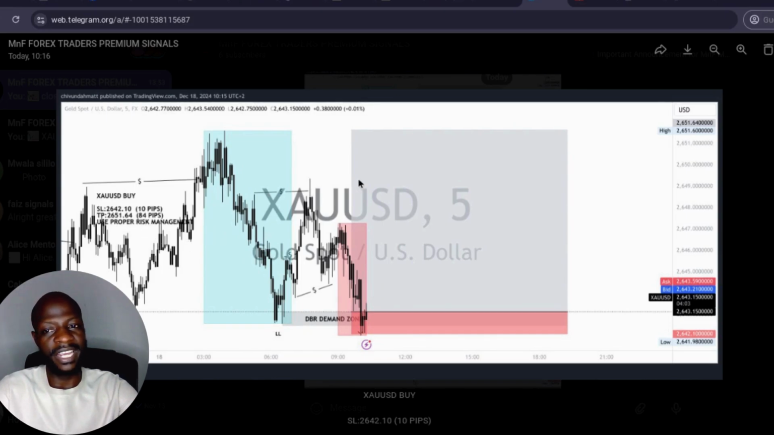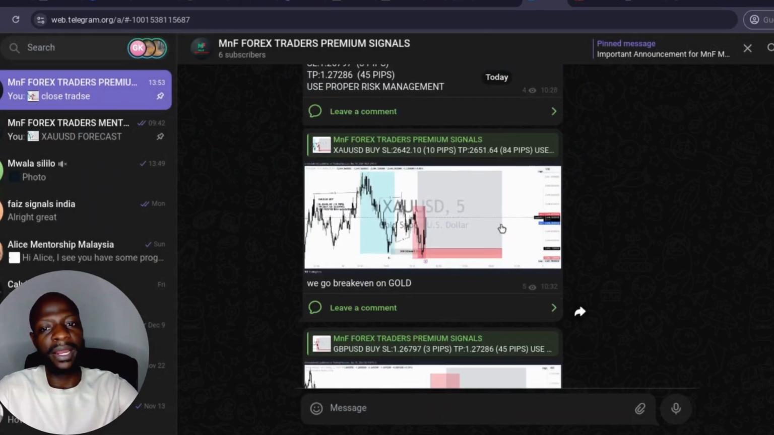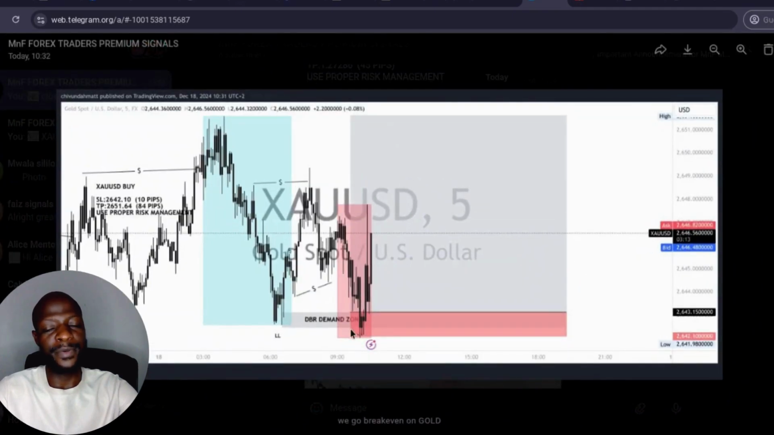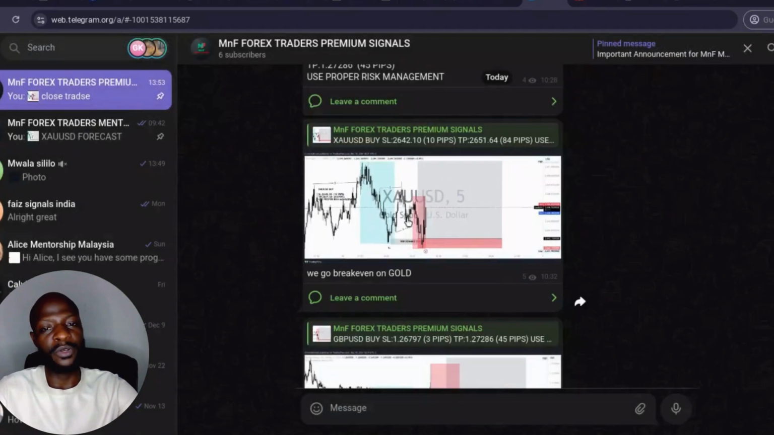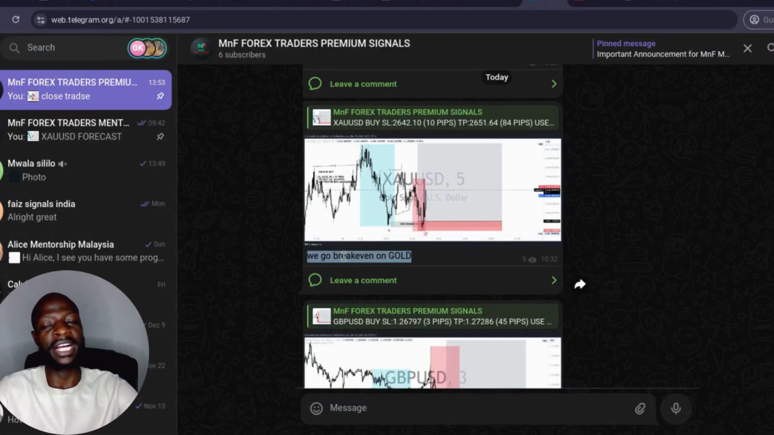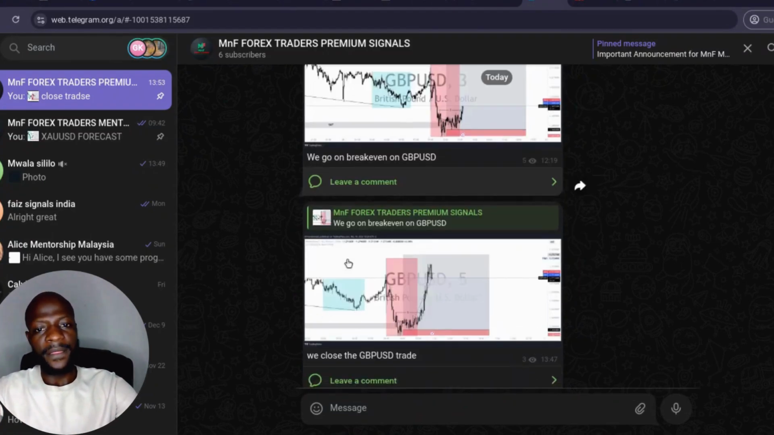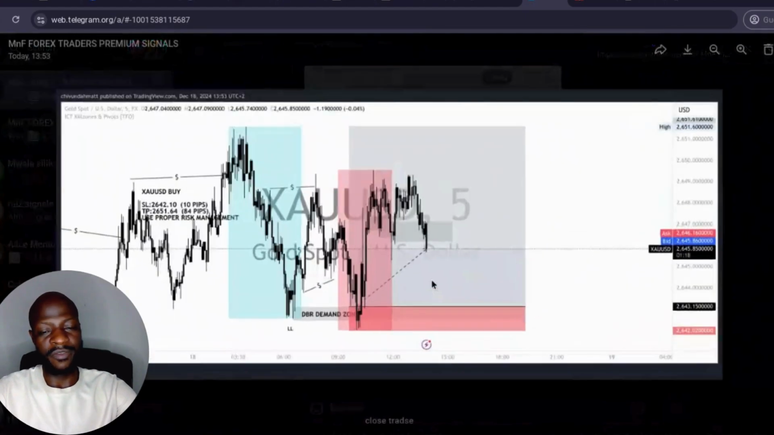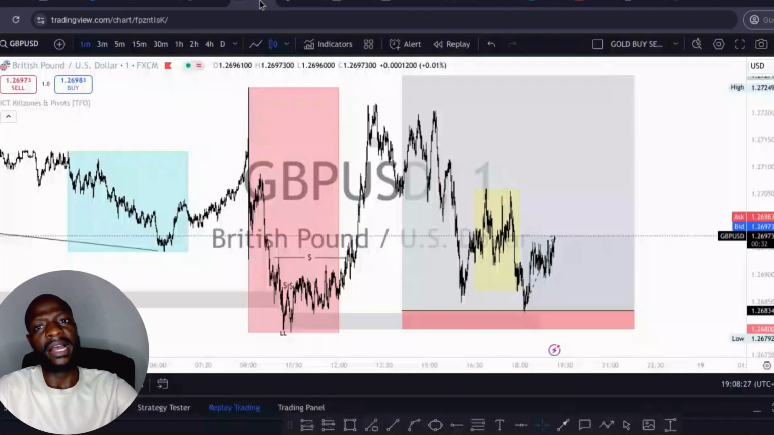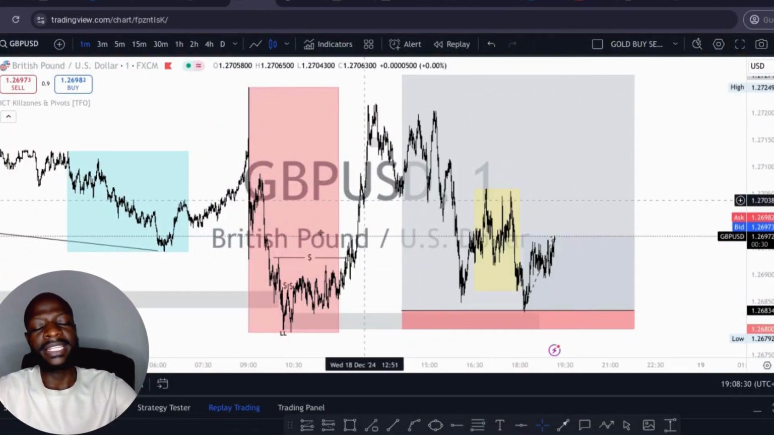We can see stop loss 10 pips and 84 pips target. After that, we saw the market nicely pushing to the upside like that. The market continued to go to the upside, and we were able to go break even on gold as well. Then later on, just like GBP USD, we saw the market reversing. The market had made a high, then made a low right here, and then started to fail. There were a lot of signs of it failing because there was a lot of consolidating right here. After that, I was able to tell the community to get out of the trade. And on both trades, we actually made the right call.